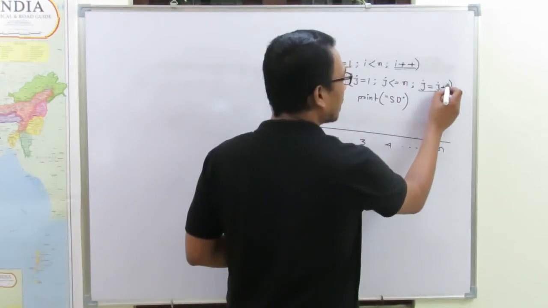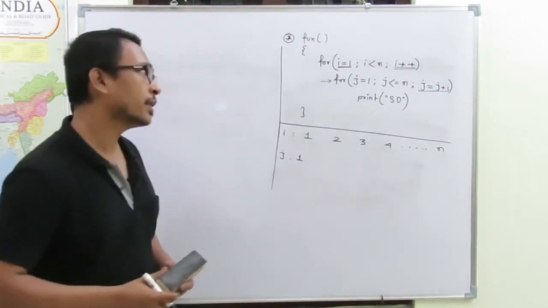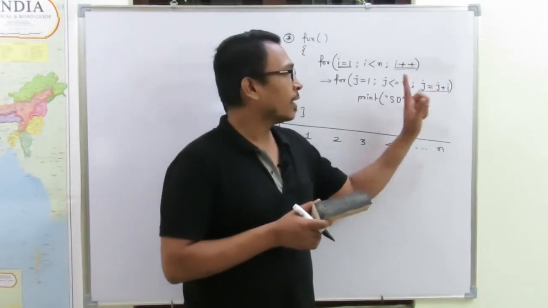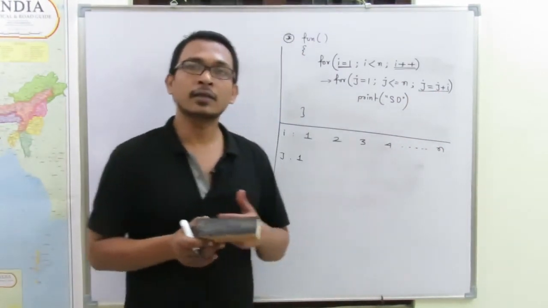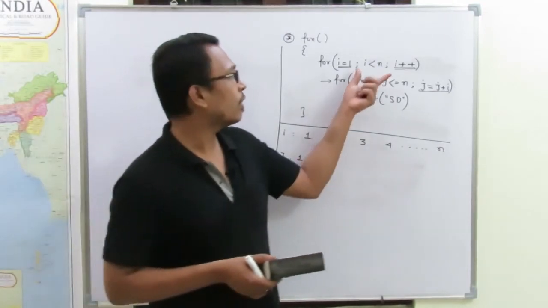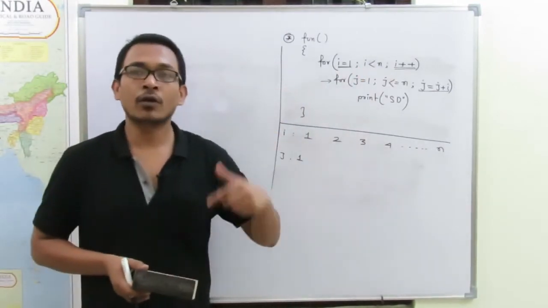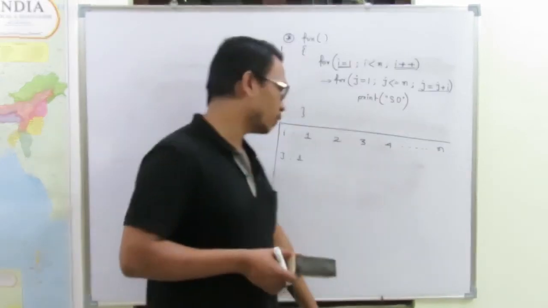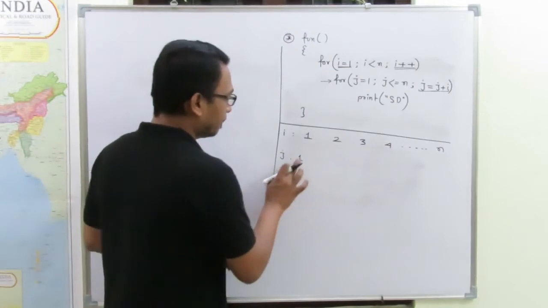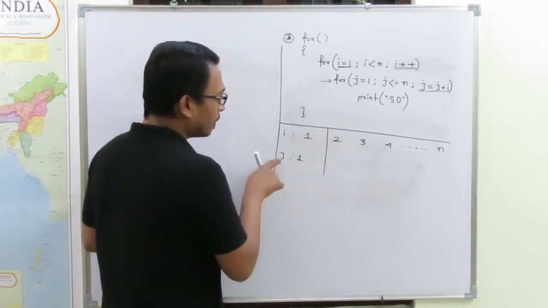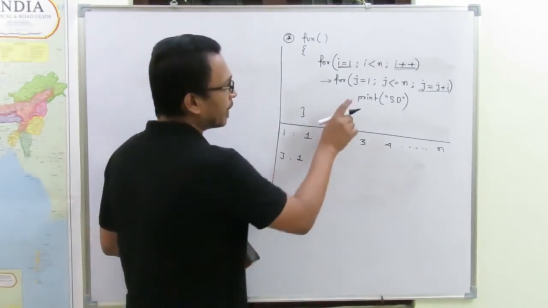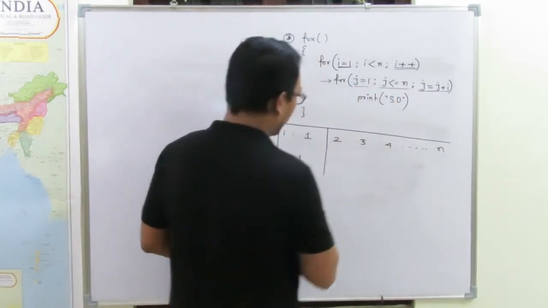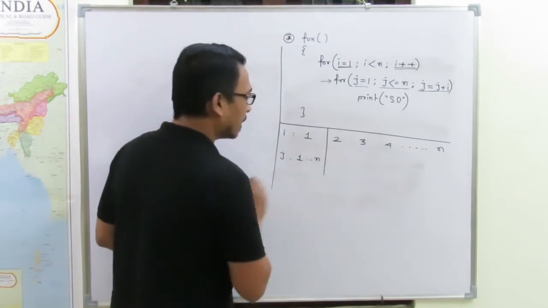I only. That means here the increment of the value of j is not fixed. It is based on the value of I, that means the value of the outermost loop variable. So in the first scenario, the value of j starts from I and continues till n. That means here the value will continue till n.